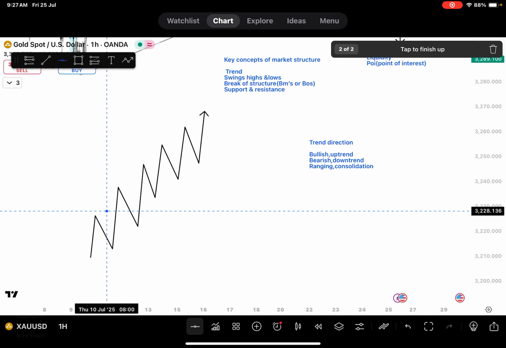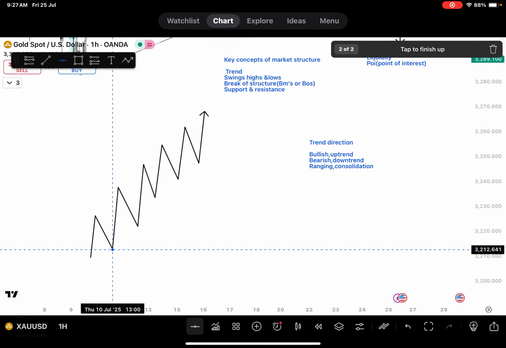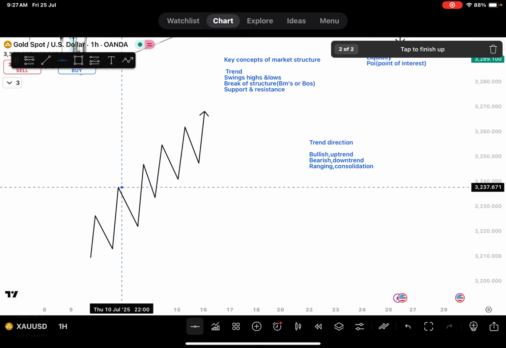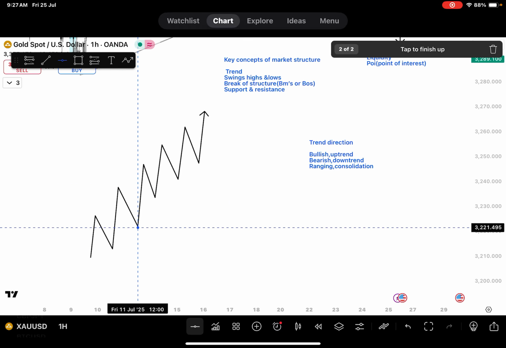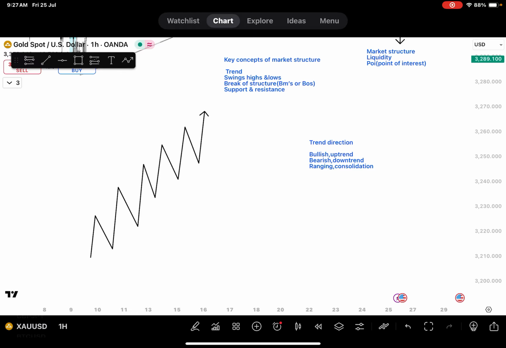Now, this particular point, the up part of this bullish market, is called what? The higher high. The lower part of it is called what? The higher low. You understand? That is what they say. An upward trend of the market consists of what? Higher highs and higher lows.